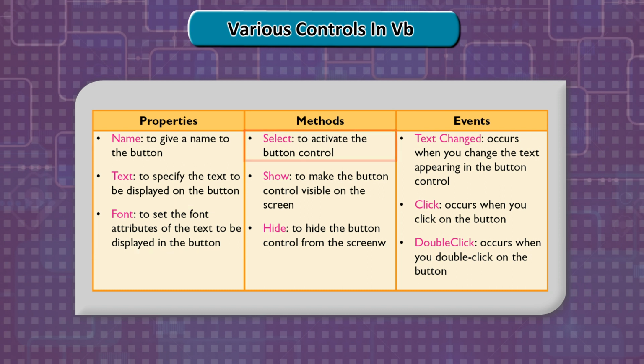Select, to activate the button control. Show, to make the button control visible on the screen. Hide, to hide the button control from the screen. Text changed, occurs when you change the text appearing in the button control. Click, occurs when you click on the button. Double-click, occurs when you double-click on the button.